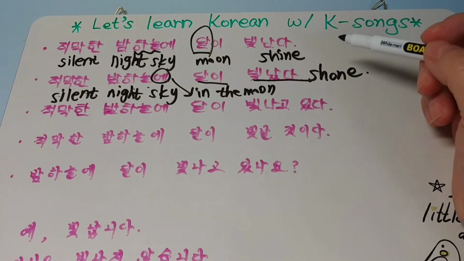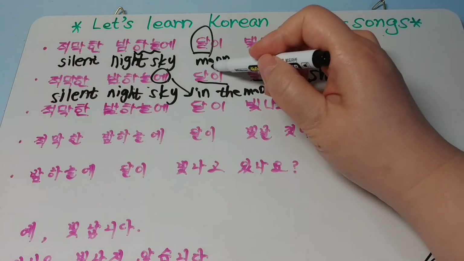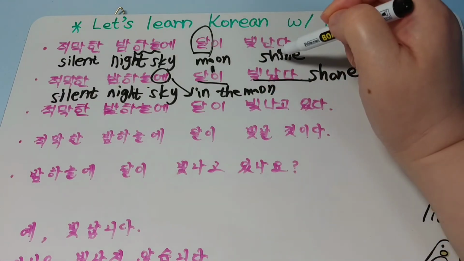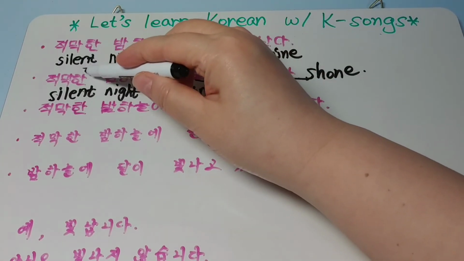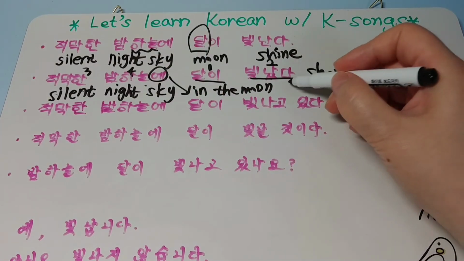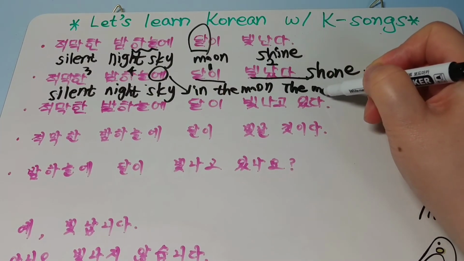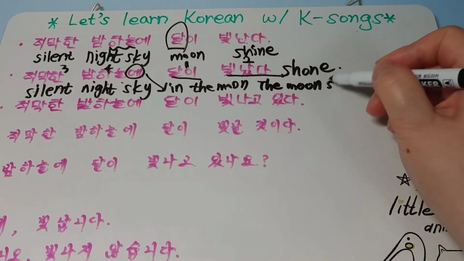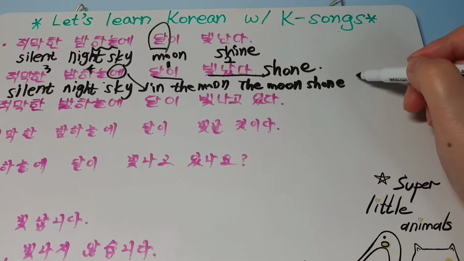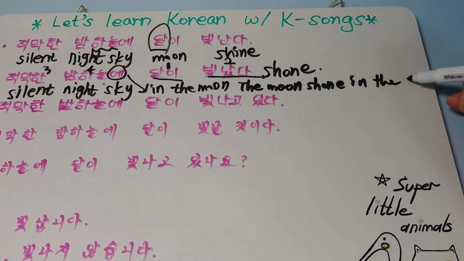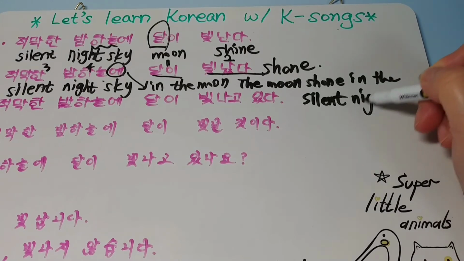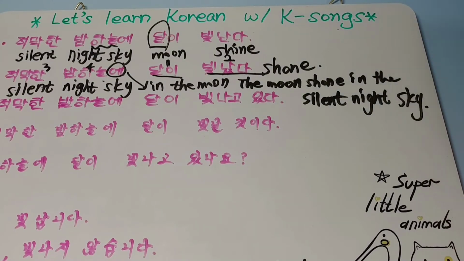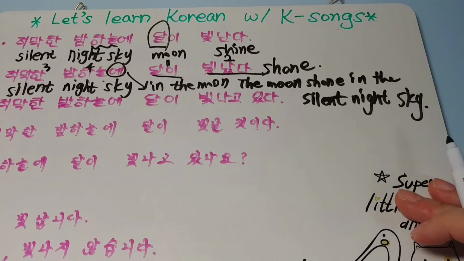So the perfect sentence is 달이 빛났다. Where? 밤하늘에, 적막한 밤하늘에. The moon shone. Where? In the silent night sky. 적막한 밤하늘에 달이 빛났다. Next one.